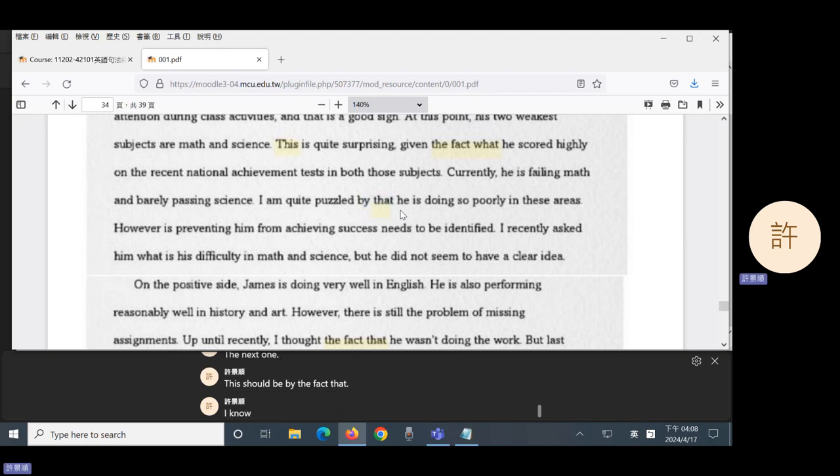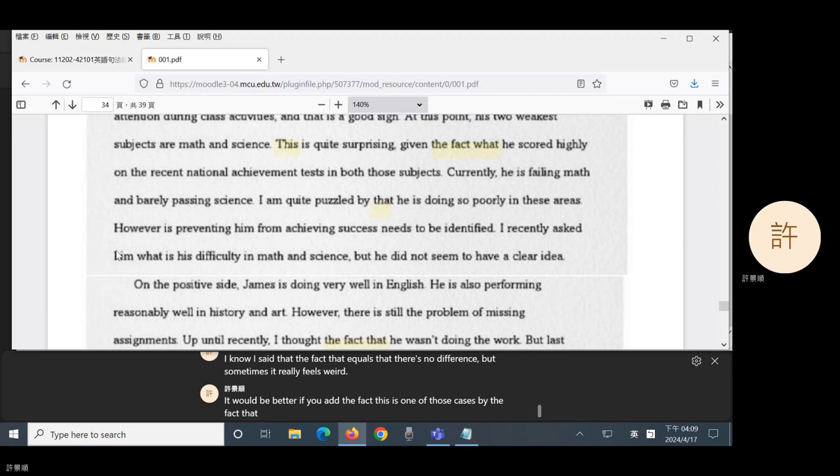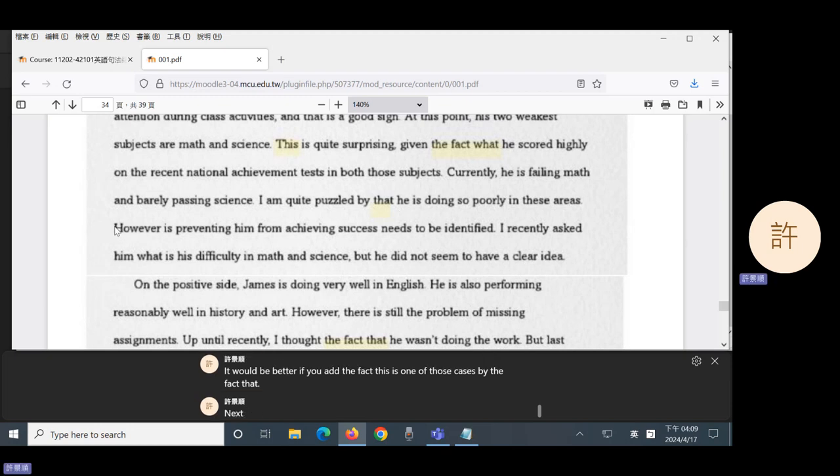I know I said that "the fact that" equals "that," there's no difference, but sometimes it really feels weird. It would be better if you add "the fact." This is one of those cases. By the fact that. Next one, Ziqing, this one should be "whatever." Anything that is preventing him. So, whatever is preventing him. The next one: what his difficulty is.